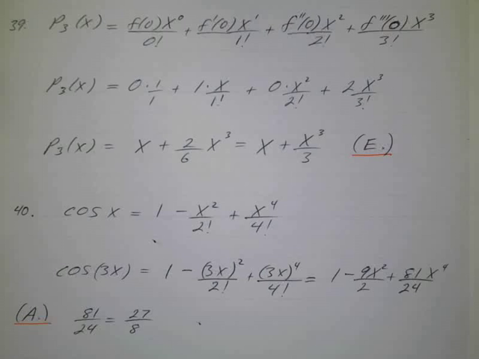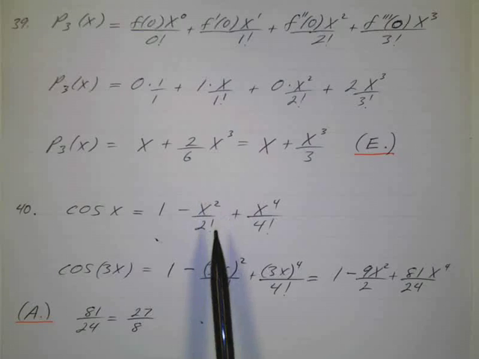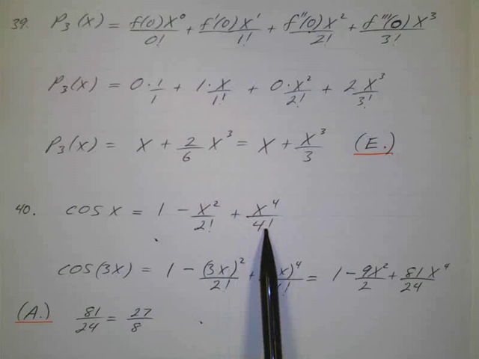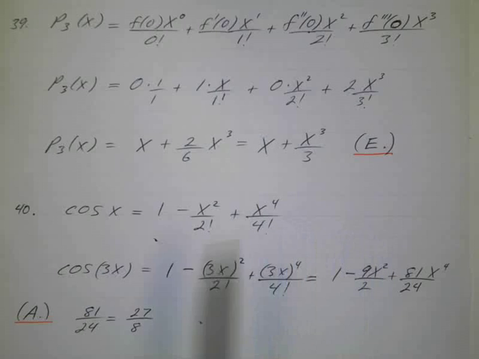Okay, on number 40, which of the following is the coefficient of x to the fourth in the Maclaurin series generated by the cosine of 3x? So this is the cosine of x: 1 minus x squared over 2 factorial plus x to the fourth over 4 factorial. It's real easy to get the Maclaurin series for 3x. Every time I see an x, I just put a 3x there, and a 3x there, and 3x there.